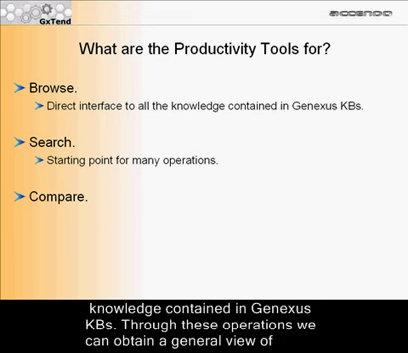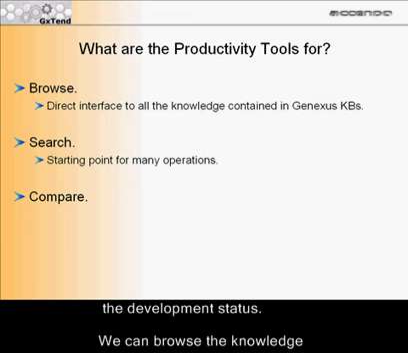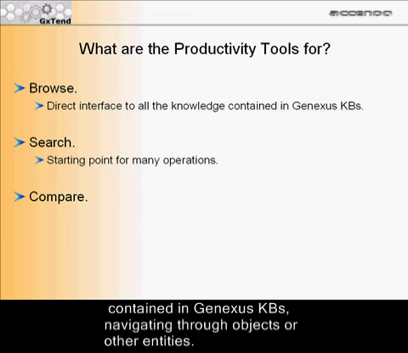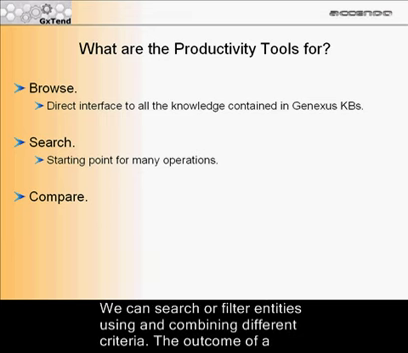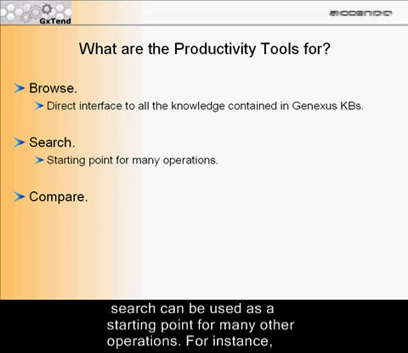What are the productivity tools for? Basically, they allow us to browse, search, and compare the knowledge contained in GNexus KBs. Through these operations, we can obtain a general view of the development status. We can browse the knowledge contained in GNexus KBs, navigating through objects or other entities. We can search or filter entities using and combining different criteria.